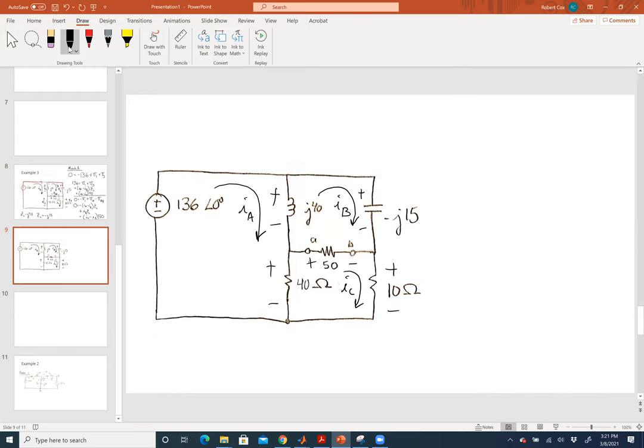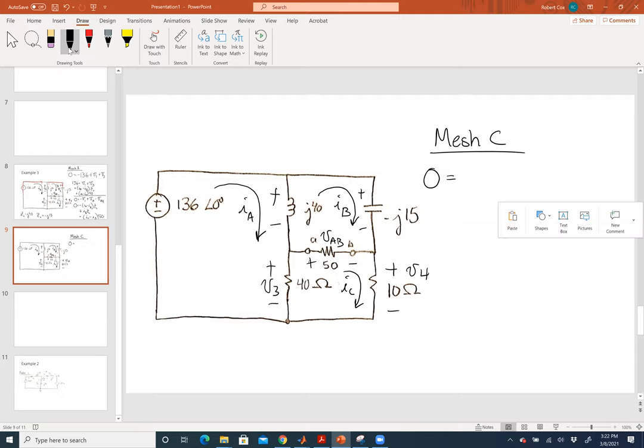So now we got to do mesh C. Mesh C is on the bottom. So this was V4, this was V3, this was VAB. Let's do that one. Negative V3 plus V4. Well, I got to go through this middle branch here. So plus VAB. That was the voltage that I defined across this 50 ohm, so plus to minus. And then plus V4.